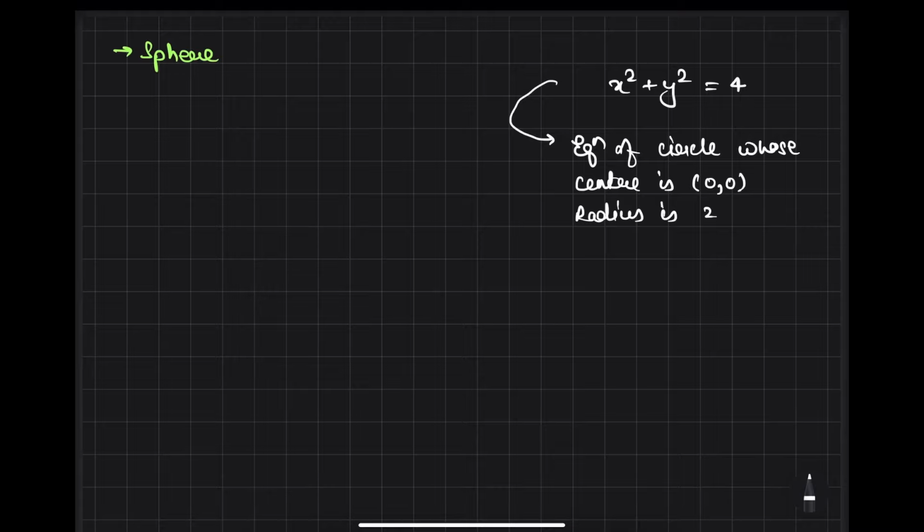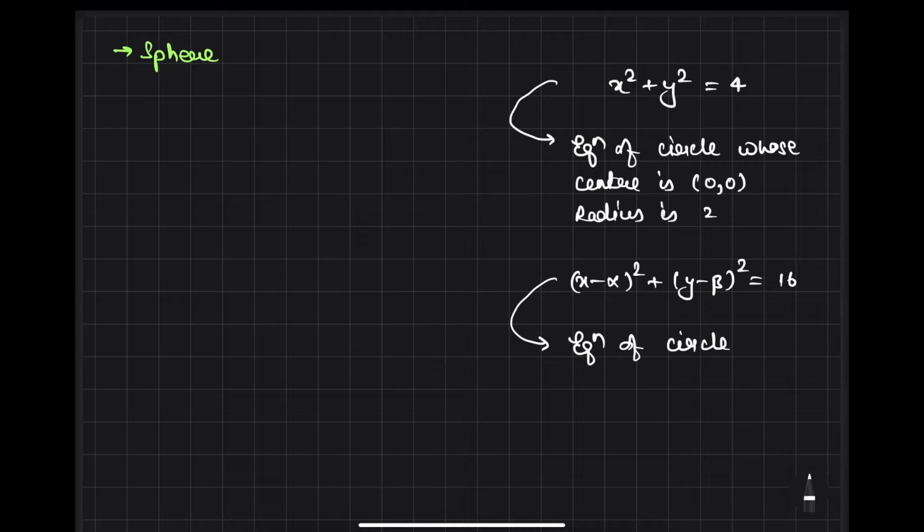Now try to remind this thing. (x minus alpha) whole square plus (y minus beta) whole square equals 16. So who is this? Again, the equation of a circle whose center is alpha comma beta, radius is 4. Okay, I hope this thing is clear.